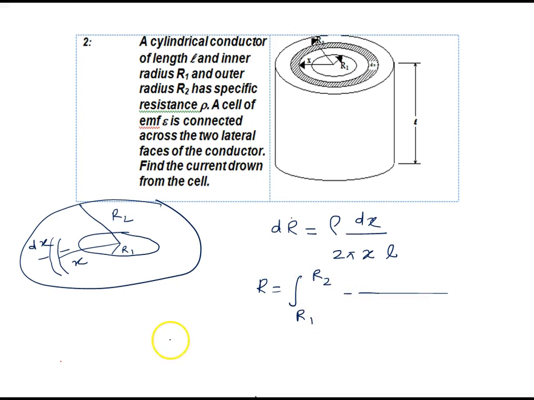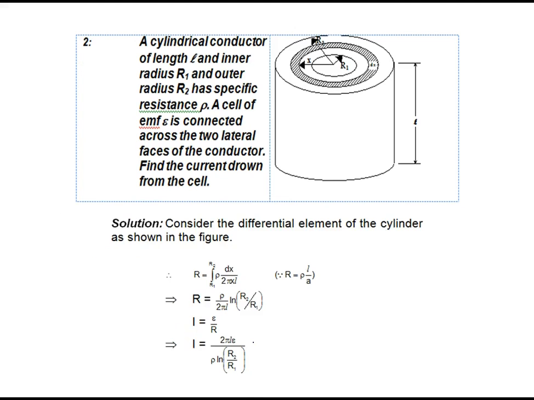Now I will use the formula I equal to E upon net R, and I will get the result. So all of you just observe it. Is it okay?